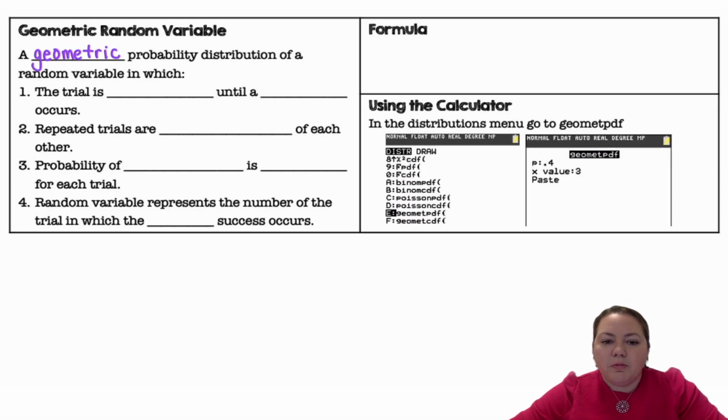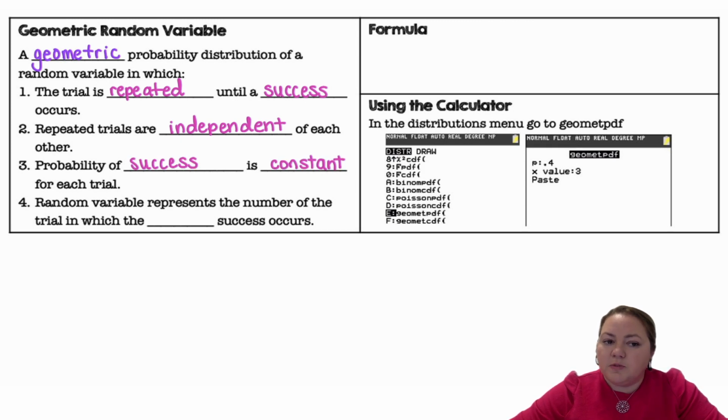A geometric probability distribution is one of a random variable in which the trial is repeated until a success occurs. Repeated trials are independent of each other. The probability of success is constant for each trial, which means it remains the same. And the random variable represents the number of trials in which the first success occurs. Then we are working with a geometric random variable.